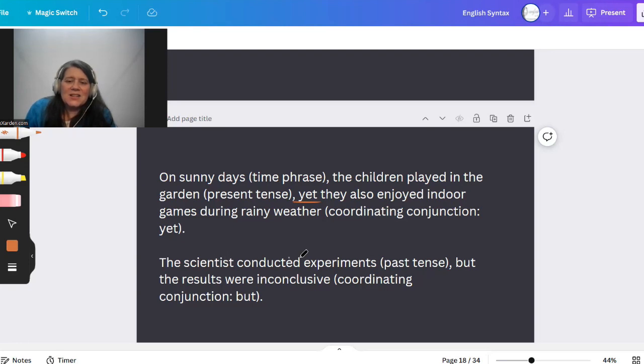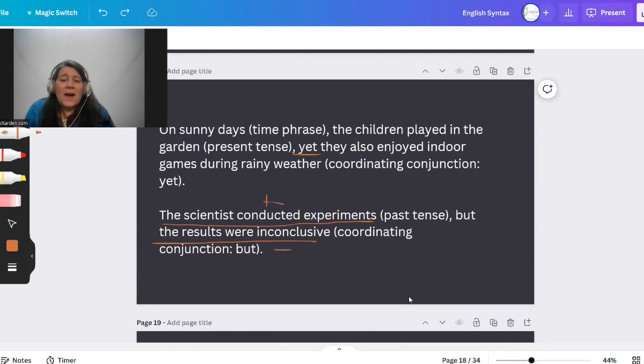The scientist conducted experiments, but the results were inconclusive. So you can see the scientist conducted experiments, the results were inconclusive. This is a plus, this is a minus. We connect them with a but, okay? And there you have it. That is our lesson on compound sentences. Two independent clauses put together with a coordinating conjunction.